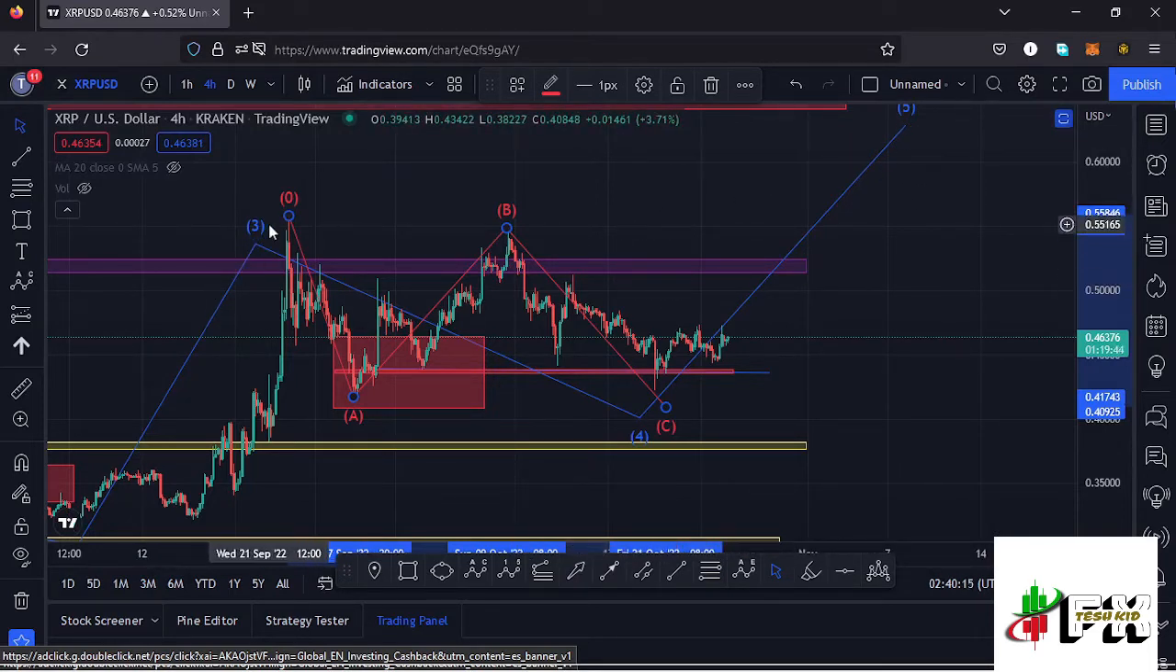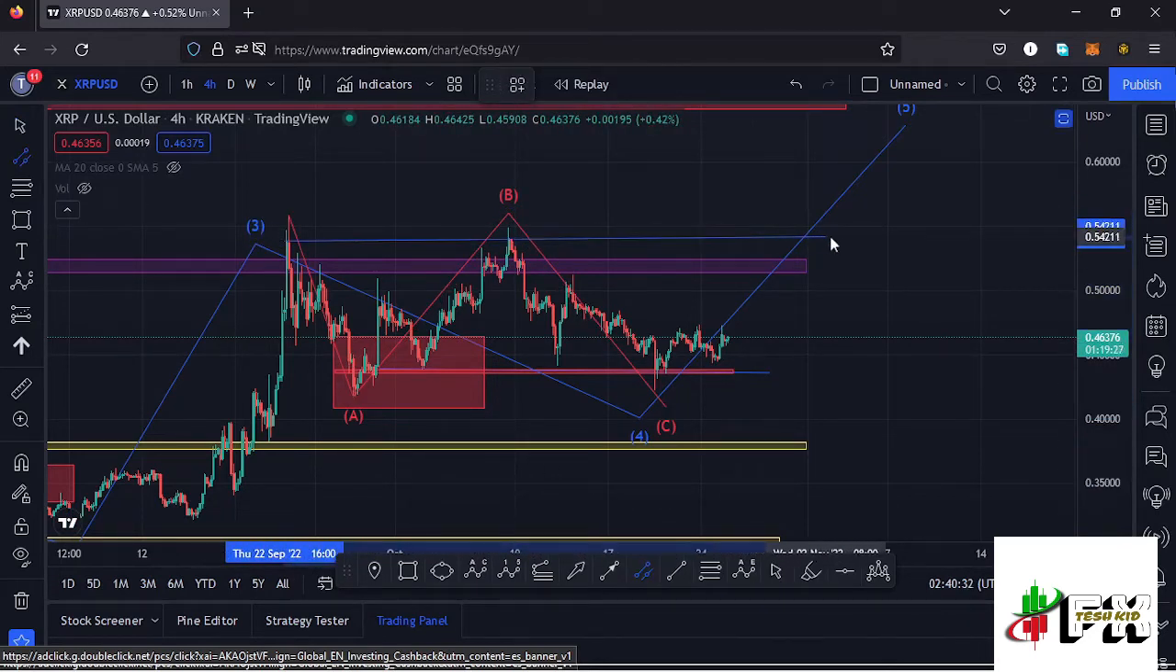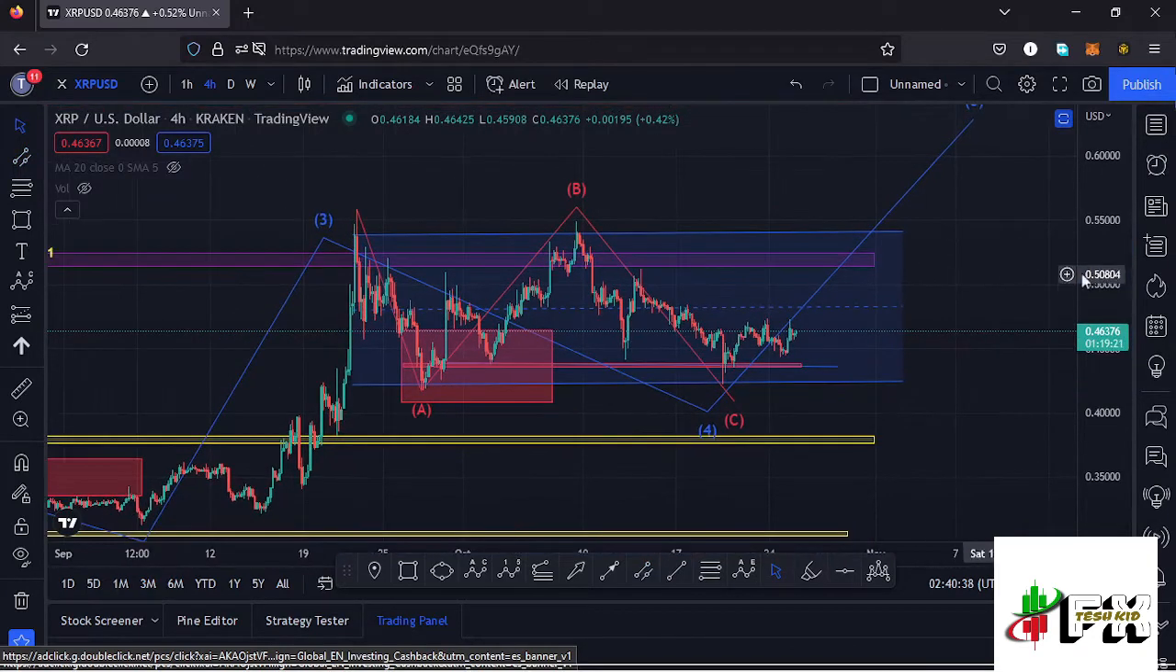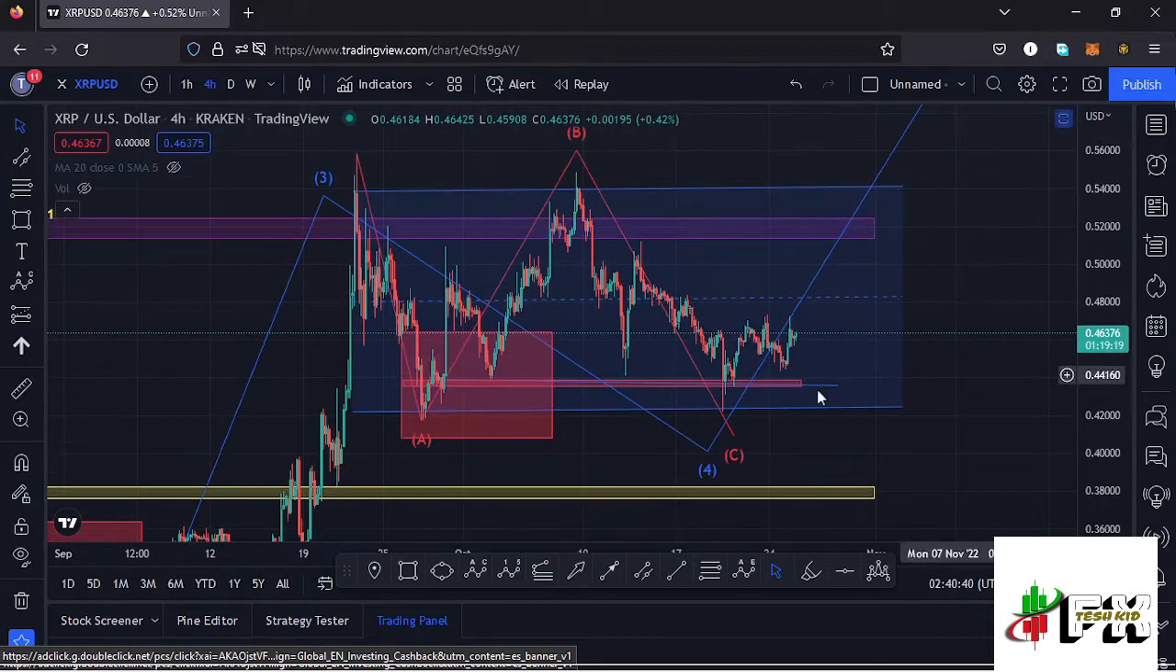And right here in this formation of our wave 4, we have structures that have been playing out over here. And if I start with the channel that we have right here, having this as the upper side of the channel and this as the lower side of the channel, you can see this channel has been well respected, having more than 3 touch points.